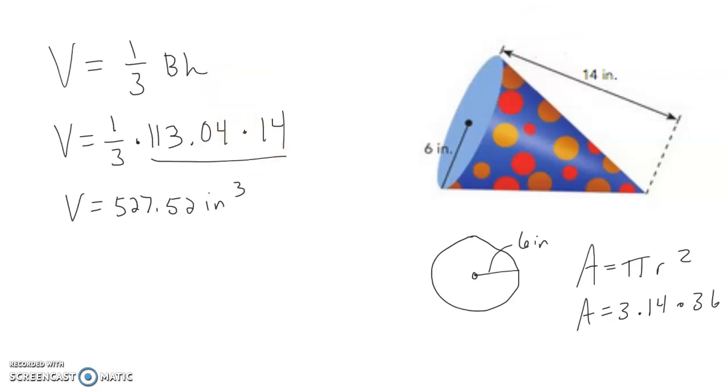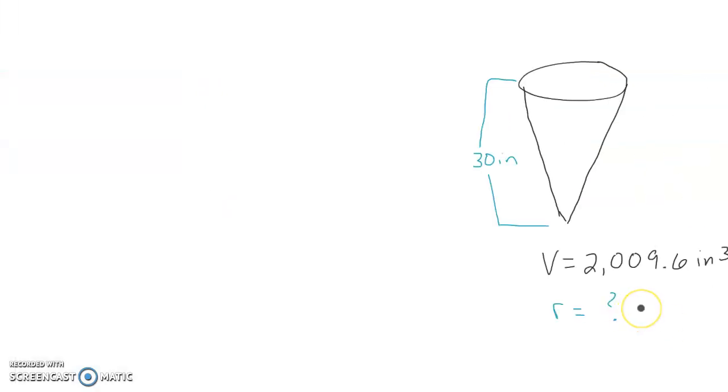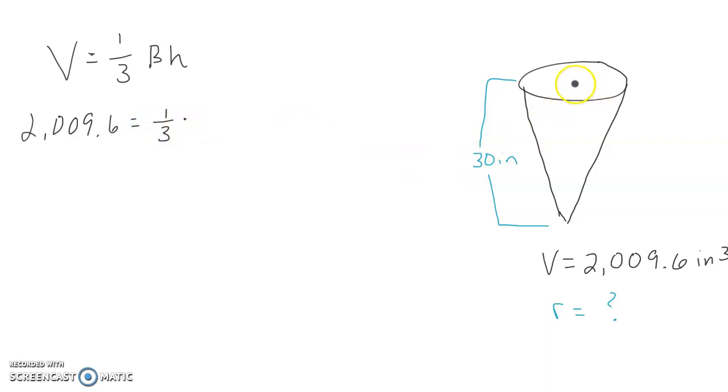And then, I think I got one more. All right, this one. Again, this is one of those ones where we have to work backwards. So volume equals 1/3 area of the base times the height. Let's fill in what we know. We know the volume is 2009.6, equal to 1/3 times, well, I don't know what the radius is here. That's kind of tough now, because to find the area of the base, I'd have to do pi r squared times the height, which is 30.